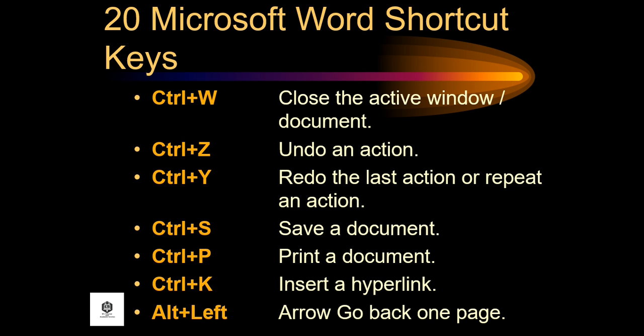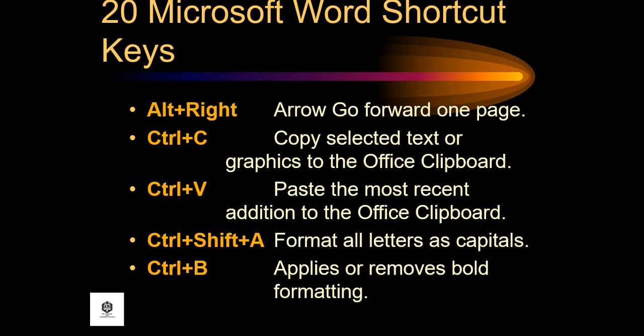Alt left arrow, go back one page. Alt right arrow, go forward one page. Ctrl C, copy selected text or graphics to the Office clipboard. Ctrl V, paste the most recent addition to the Office clipboard. Ctrl Shift A, format all letters as capitals.